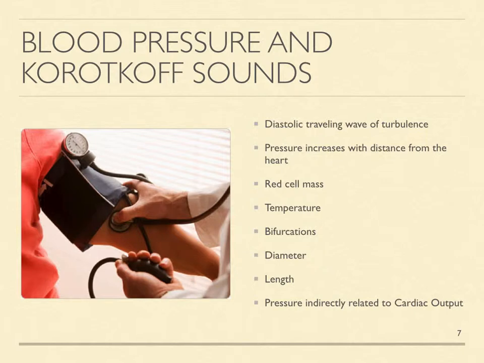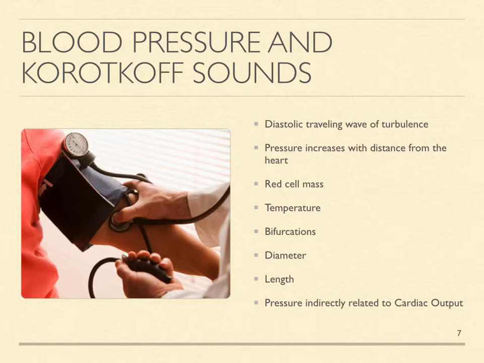Instead, the pulse appears as a turbulent wave during diastole when the heart muscle is in a state of relaxation, and blood pressure measures higher in small distal arteries than in large proximal arteries. The turbulent wave moves rapidly from the heart to distant parts of the arterial tree and generates lateral forces that are measured as blood pressure. Red cell mass, temperature, and arterial bifurcations all affect the turbulent wave.